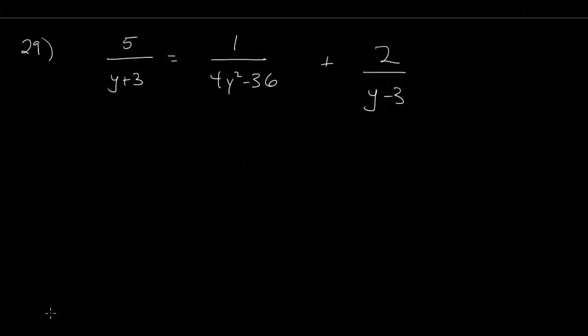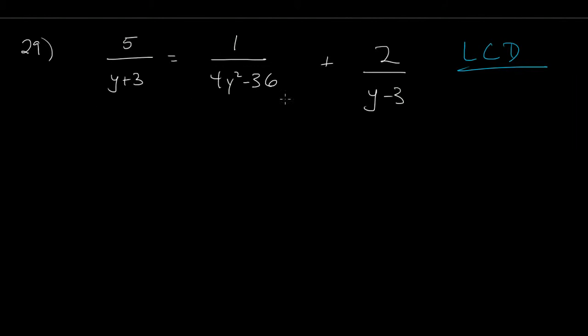29. We are almost home. 29 says 5 divided by y plus 3 is equal to 1 over 4y squared minus 36 plus 2 over 3y. So first things first, we always look for an LCD. What is our least common denominator?